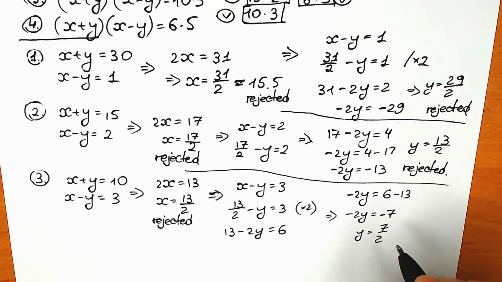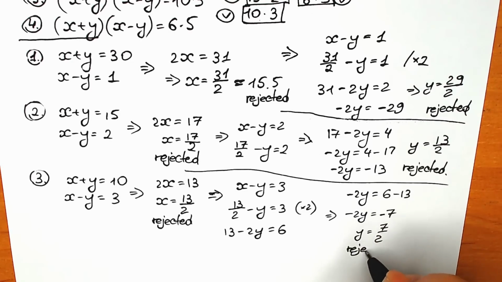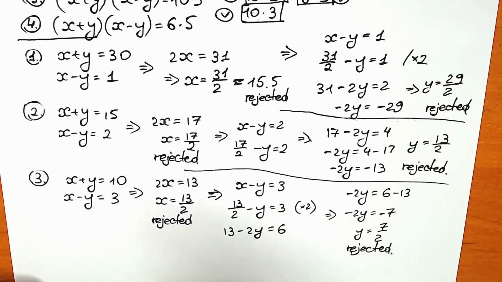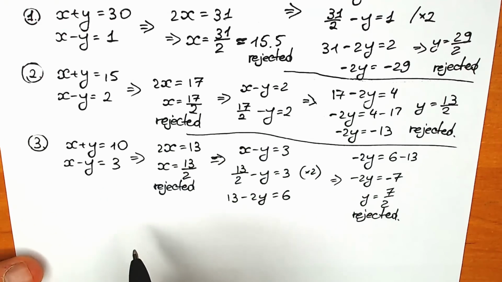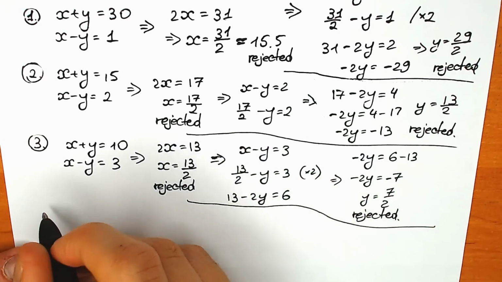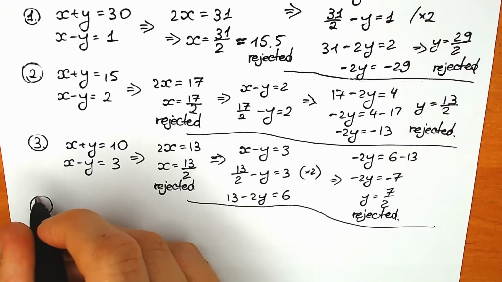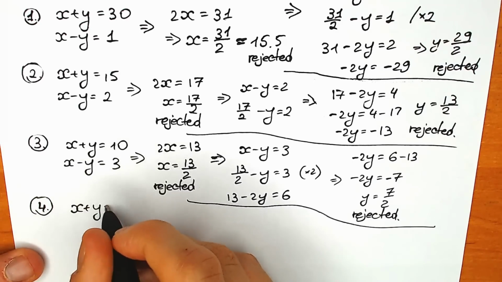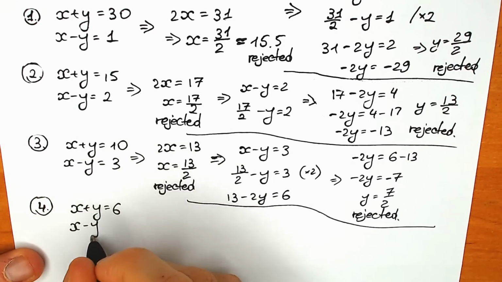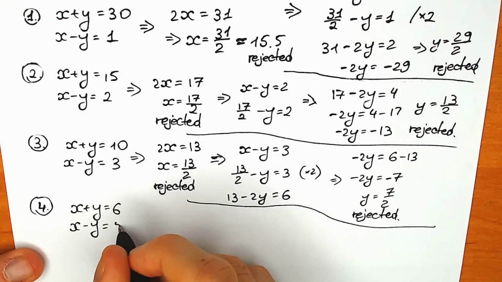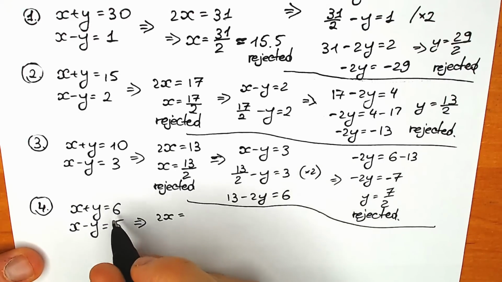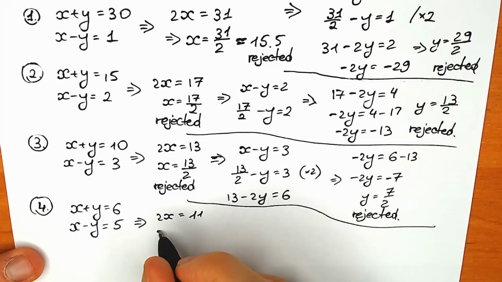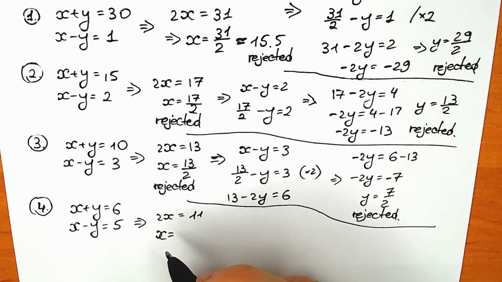Yeah, we have non-natural roots, so we can easily reject this real quick. And our last hope, we have the first parenthesis right here, x plus y equal to 6 and x minus y equal to 5. Let's do this. So our first case, x plus y equal to 6 and x minus y equal to 5. But we can easily see that we don't have natural roots right here, because when we add it, we have 2x equal to 6 plus 5 equal to 11. So as a result, we have that our x equal to 11 half.